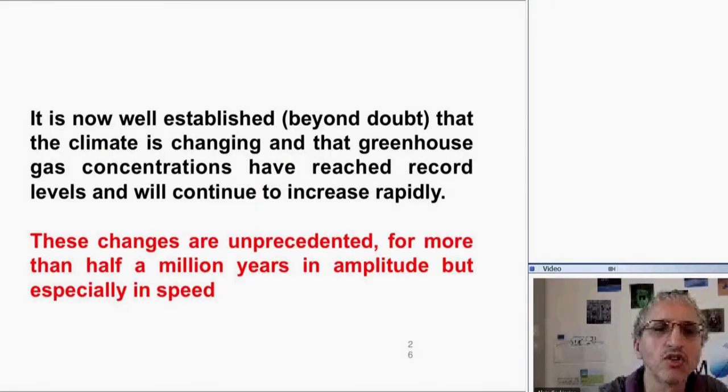So now, conclusion: it's now well established that the climate is changing and that greenhouse gas concentrations have reached record levels and will continue to increase rapidly. There's no reason to change. We are still emitting a lot of CO2 in the atmosphere. And these changes are unprecedented for more than 500,000 years in amplitude and especially in speed. It's very rapid if you consider the past climate variations.